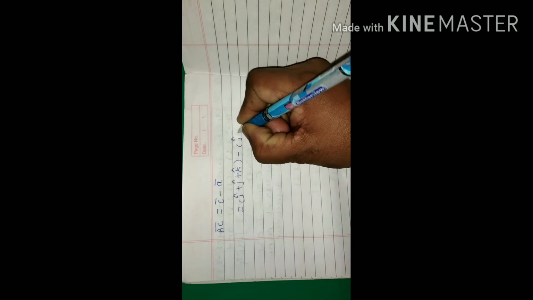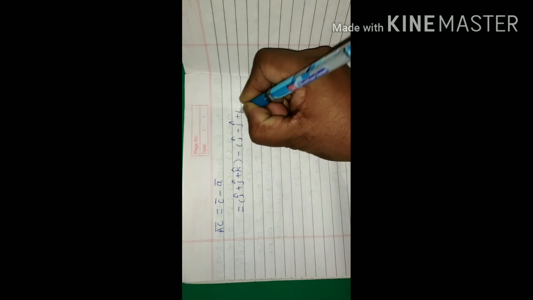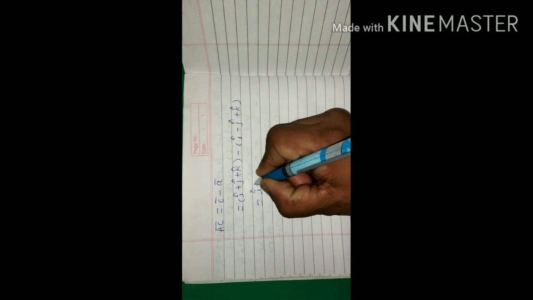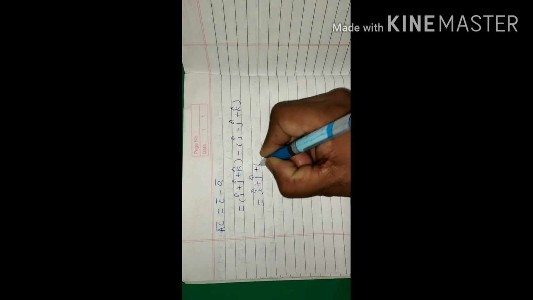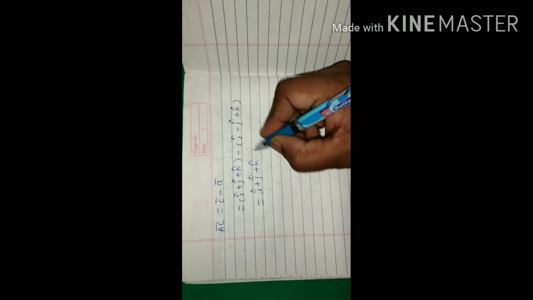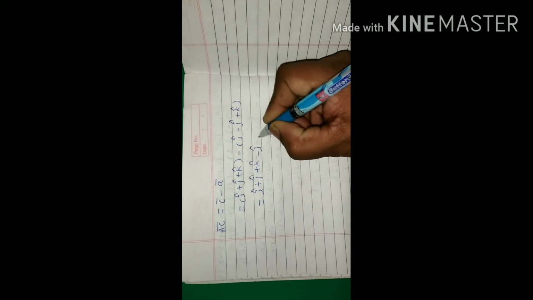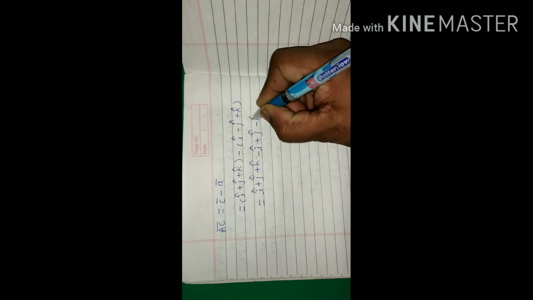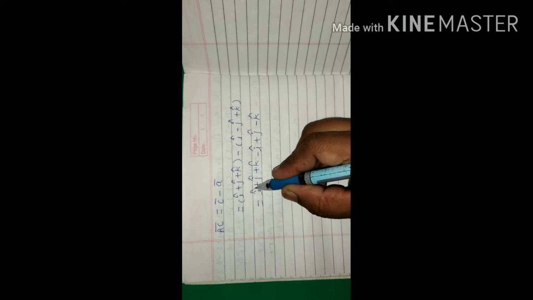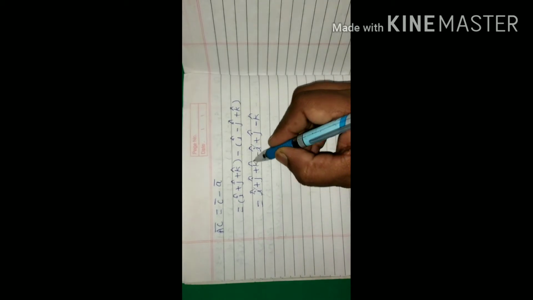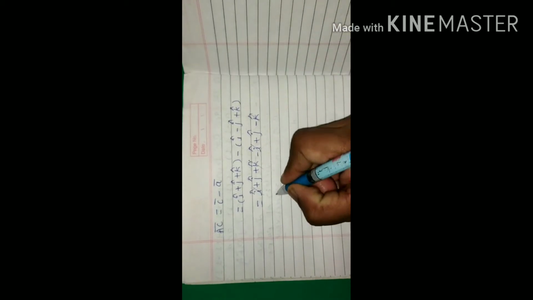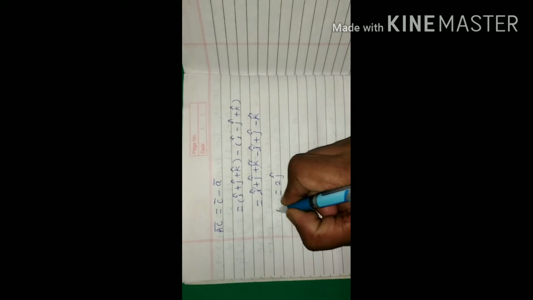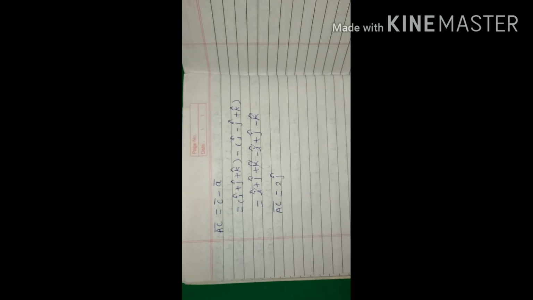Minus i cap minus j cap plus k cap. Multiply the minus symbol and we get i cap plus j cap plus k cap as it is. Then minus i cap minus minus plus j cap minus plus minus k cap. Plus i cap minus i cap get cancel, plus k cap minus k cap get cancel, and we get only j cap plus j cap, that is 2j cap. It is the value of AC bar.